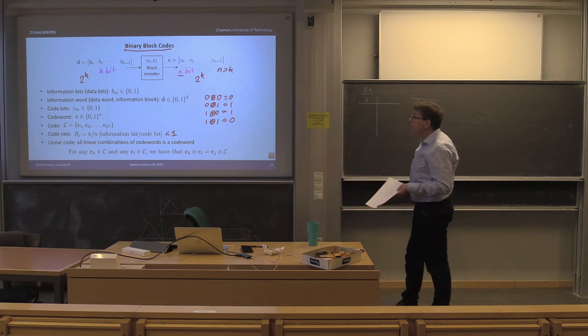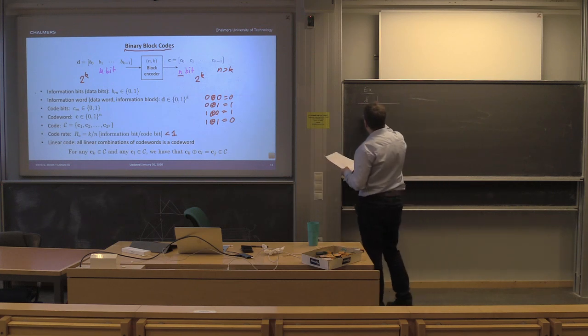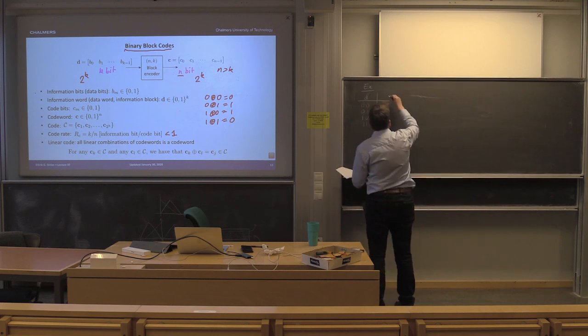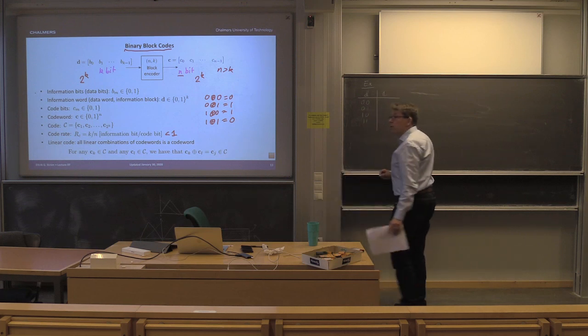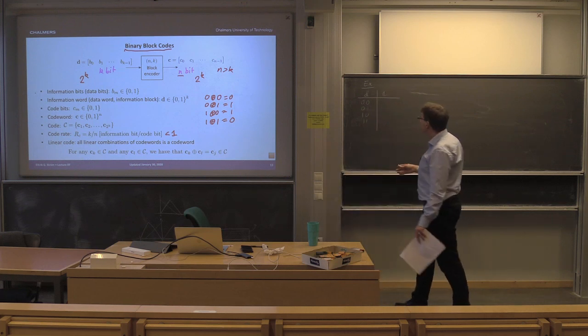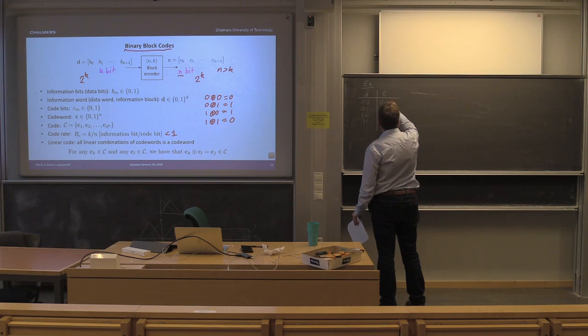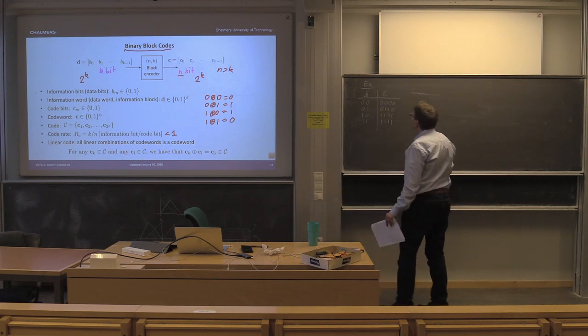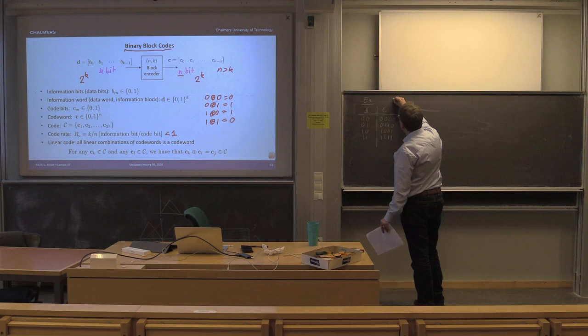So we have an input word here, and say that we have a 2-bit input: 0 0, 0 1, 1 0, and 1 1. And then we have 4 bits out. So the code words corresponding to this could be 0 0 0 0, 0 1 1 0, 1 0 0 1, and 1 1 1 1. So what is n here, and what is k?